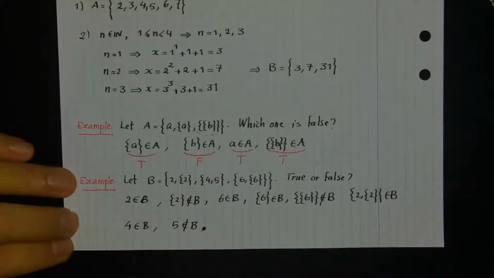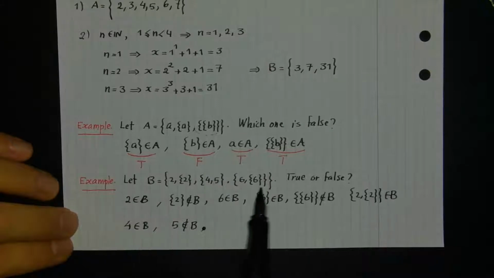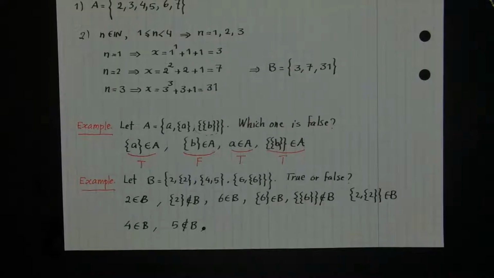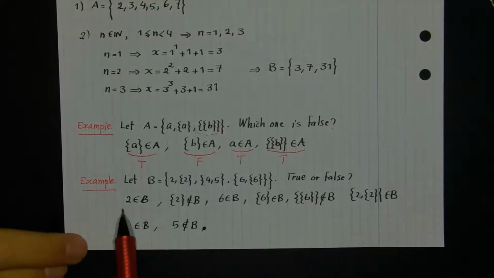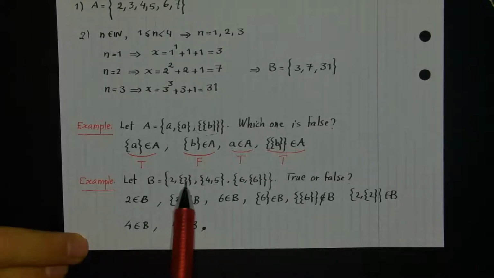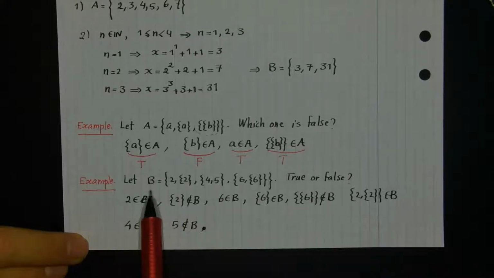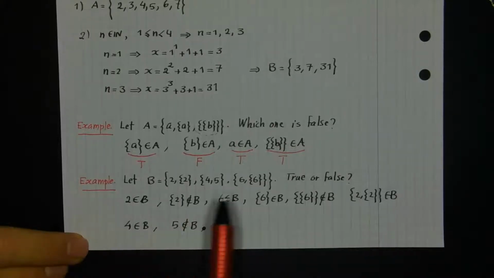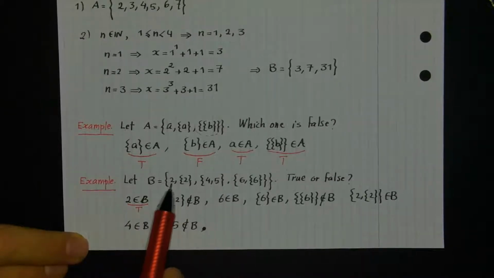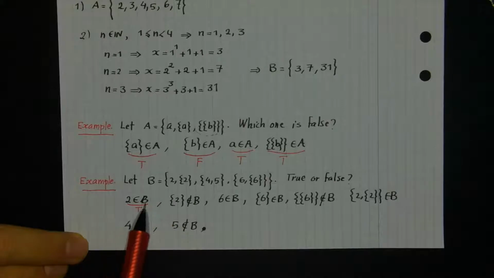Okay, so I have a set here. This is my set. We want to evaluate each one of these statements, true or false. So let us do it. 2 belongs to B is true, because not because of this 2, but because of this 2 outside. This is important to realize. So this is true because of this 2 that you see here. 2 is an element in B.